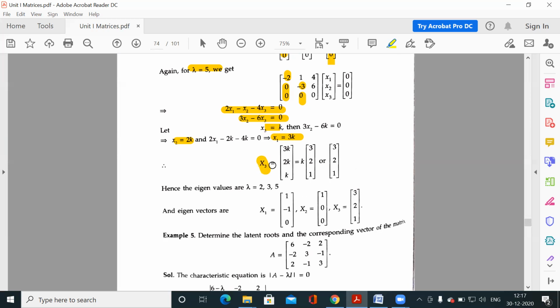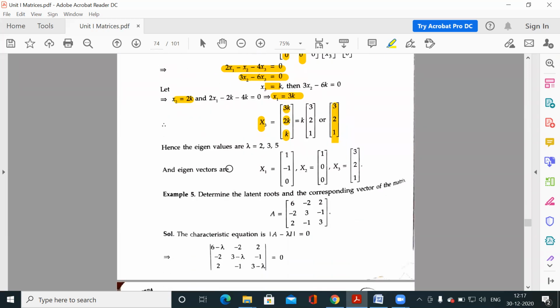So the last eigenvector is x1, which is 3k, x2 is 2k, and x3 is k. So you take any value for k. This time also you cannot take 0, otherwise the solution would be 0. So except 0, you can take any real number, 1 by 2, 1 by 10, 100, minus 100, any real number. So they have taken 1. So 3, 2, 1 is the eigenvector corresponding to eigenvalue 5. So these are your eigenvalues 2, 3, 5, and these three are your independent vectors. Clear? So this is the problem. This is the eigenvalue problem.